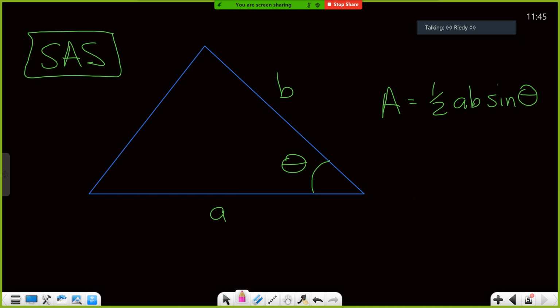Okay, so let's put the measurements back. If I remember correctly, this was 24, this was 13, and I believe the angle was 37. Good, find the area.